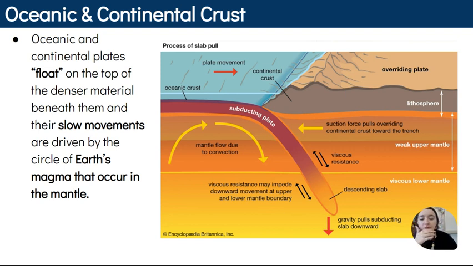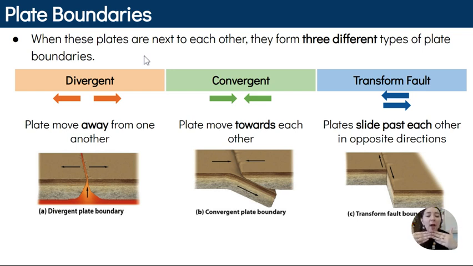So when these tectonic plates, again, sitting on top of the mantle, are next to each other, which they all are, they form three different types of plate boundaries. Divergent means to come apart. So divergent plate boundaries move away from one another. Convergent move towards each other. And transform faults slide past each other. So the transform fault ones are the ones that cause earthquakes. Okay.